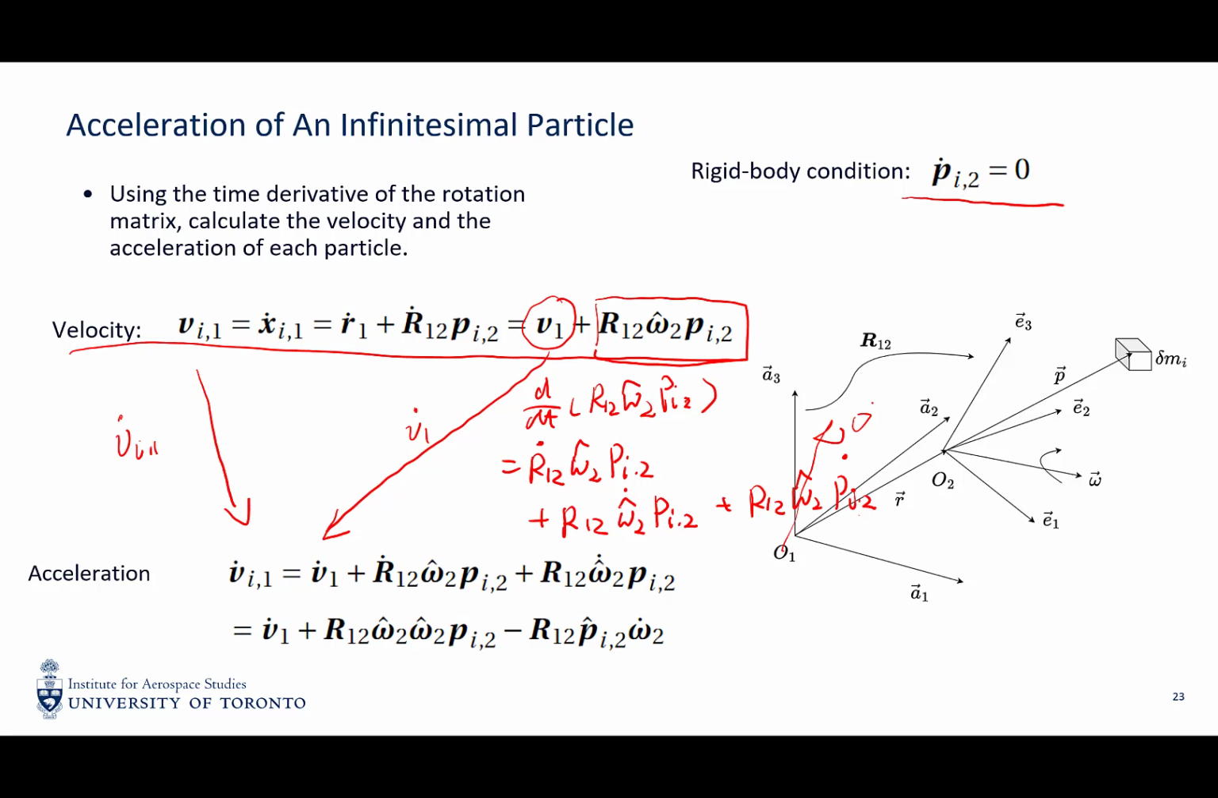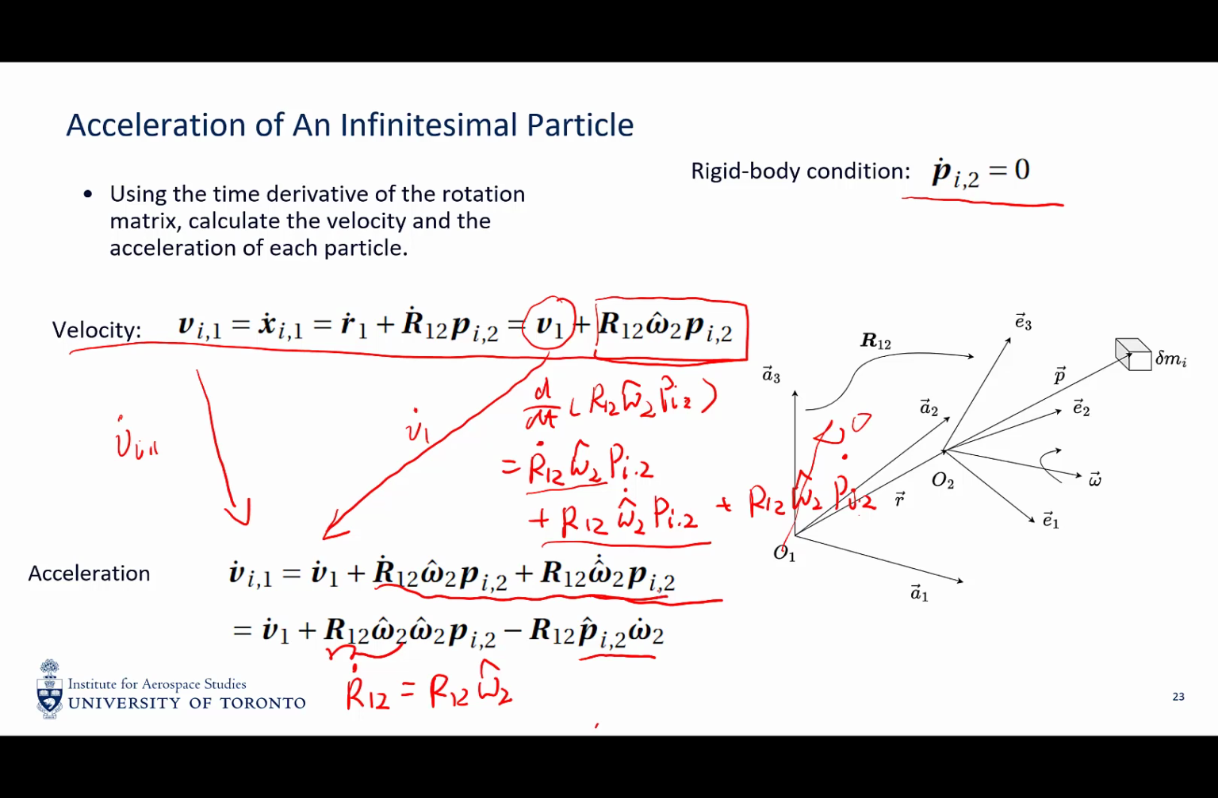Okay, so the only terms left are the first one and the second one, which is the result shown here. If we apply the time derivative of the rotation matrix again, we can replace the R21 dot by using R12 omega 2 hat times omega 2 hat times pi2.